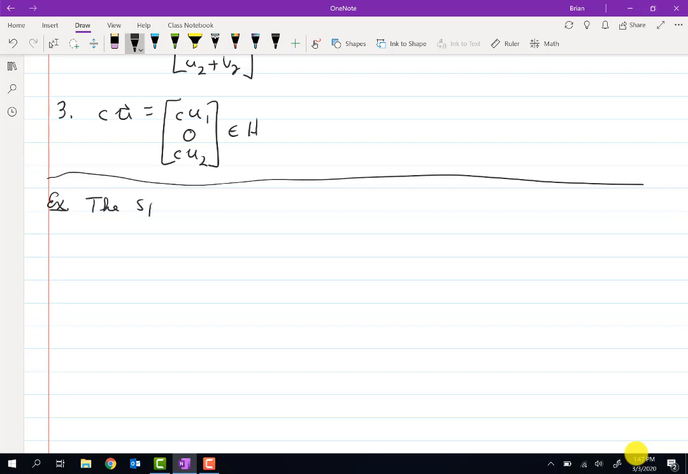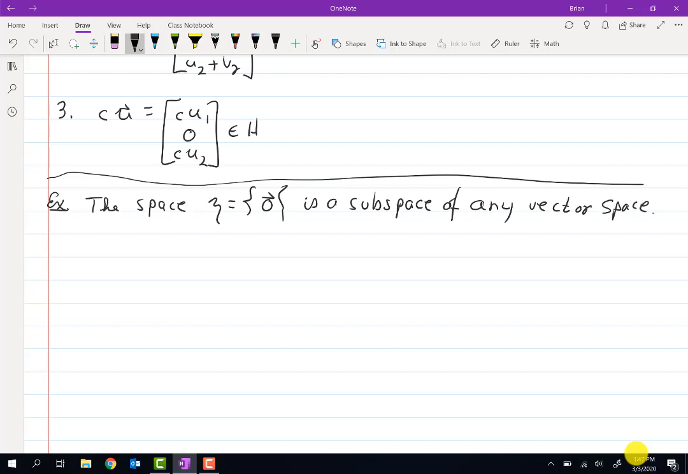The space with just the 0 vector in it is a subspace of any vector space. Now, for some of these examples, I'm not going to go through the effort of proving them. I might just talk my way through them. And this is a perfect example.